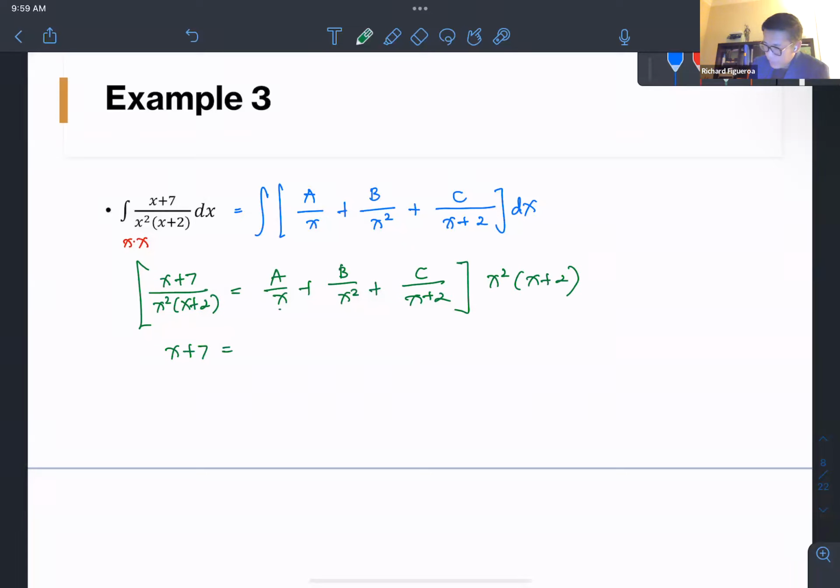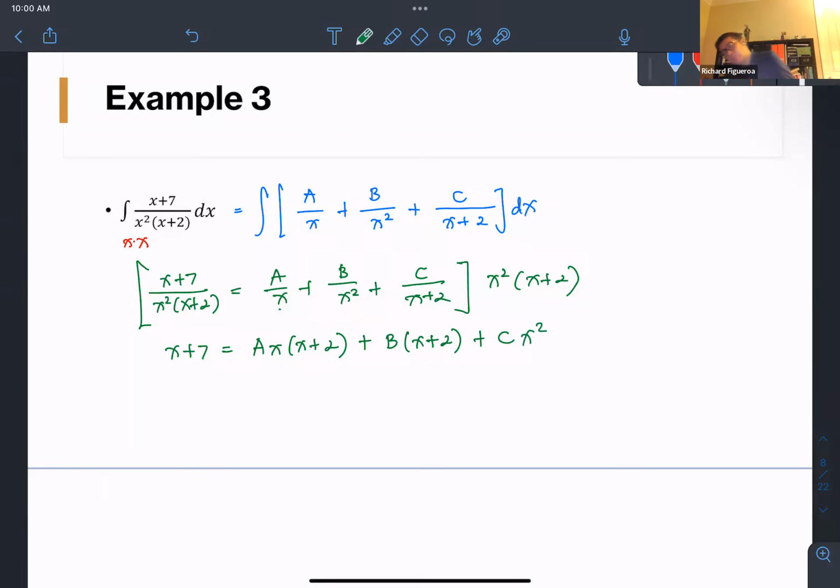So we have x there, x squared doon. So cancel yung x, may matitira pang isang x. I'll have a, x times x plus 2. The other one is for b naman. So b, so we eliminate x squared. So we'll just have x plus 2. Lastly, we have c. So we eliminate x plus 2. We'll just have x squared.